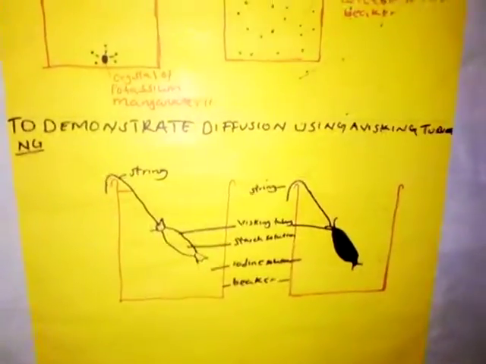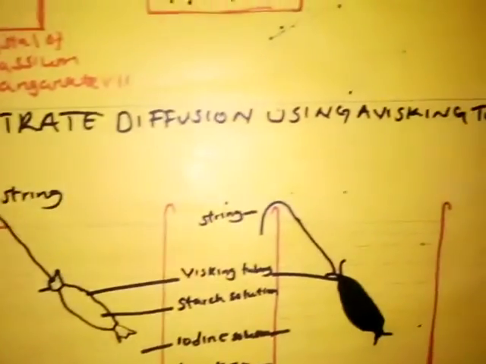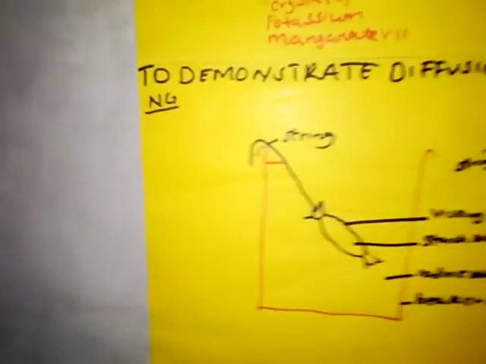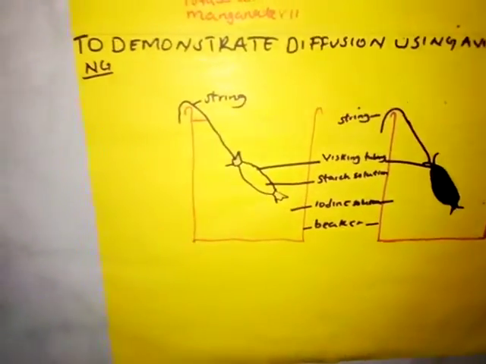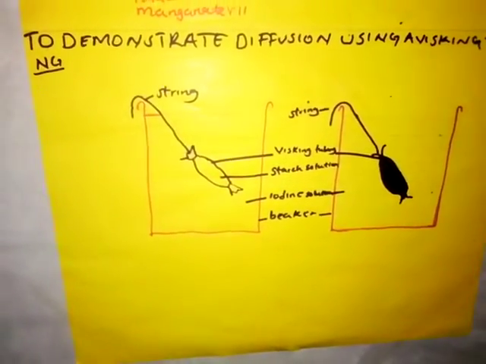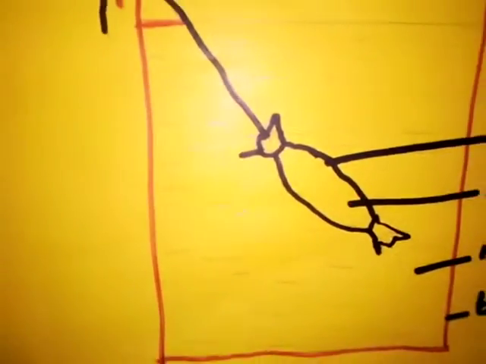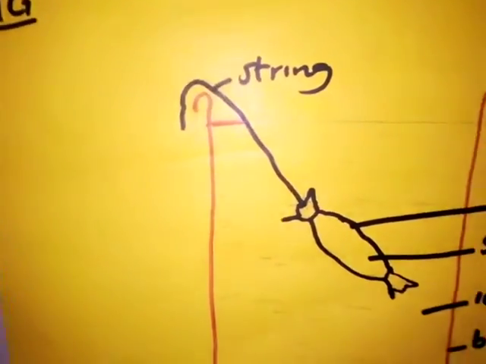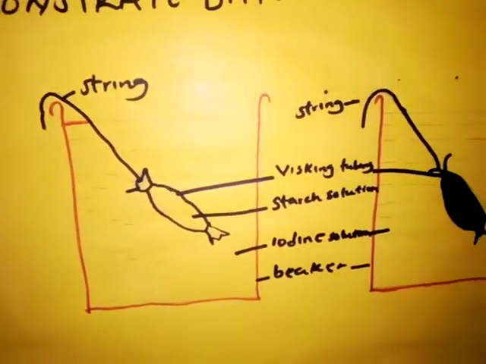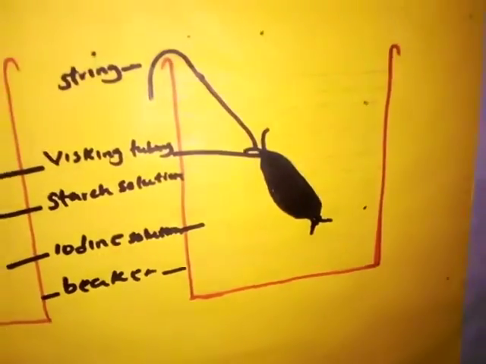Now we are moving on to the next practical activity, and we will try to demonstrate diffusion using whisking tubing. For us to carry out this experiment, we need the following: whisking tubing of around 8 centimeters long, starch solution, dilute iodine solution in a 100 millimeter beaker, a thread, a glass rod, a dropper, and water in a beaker.